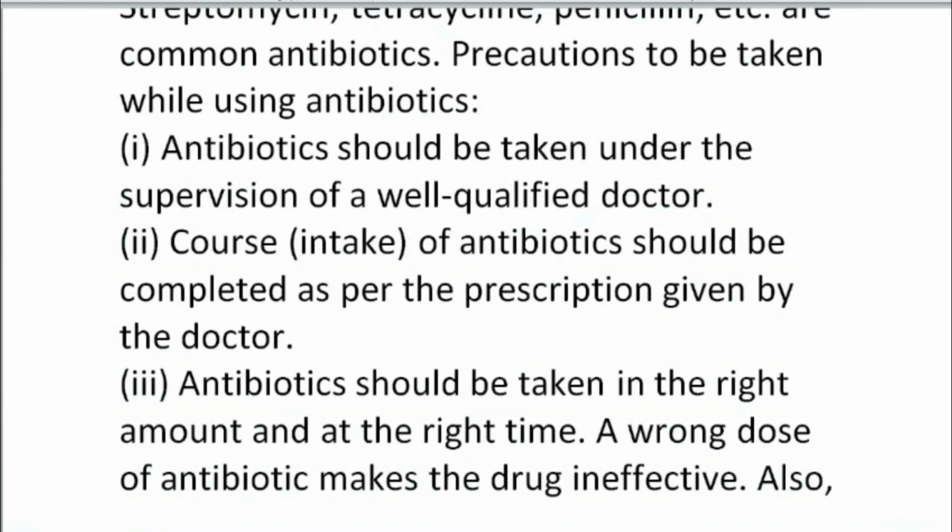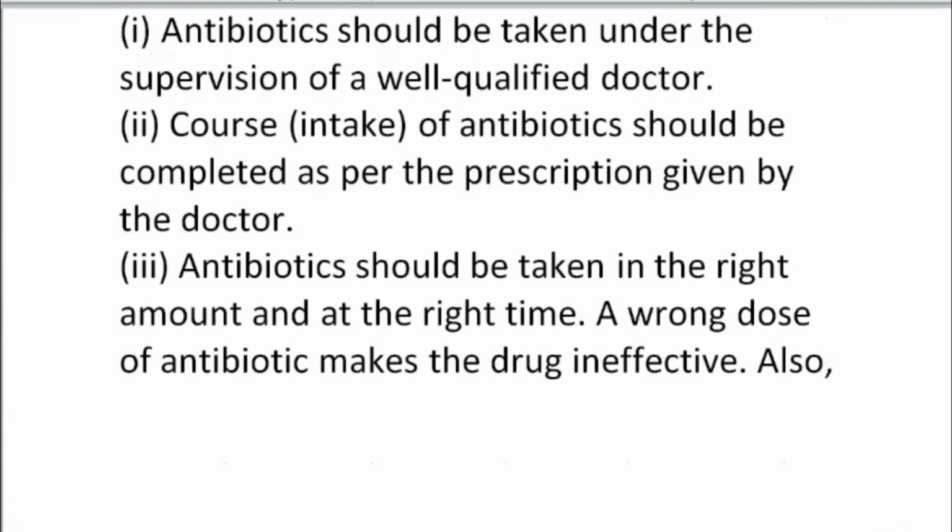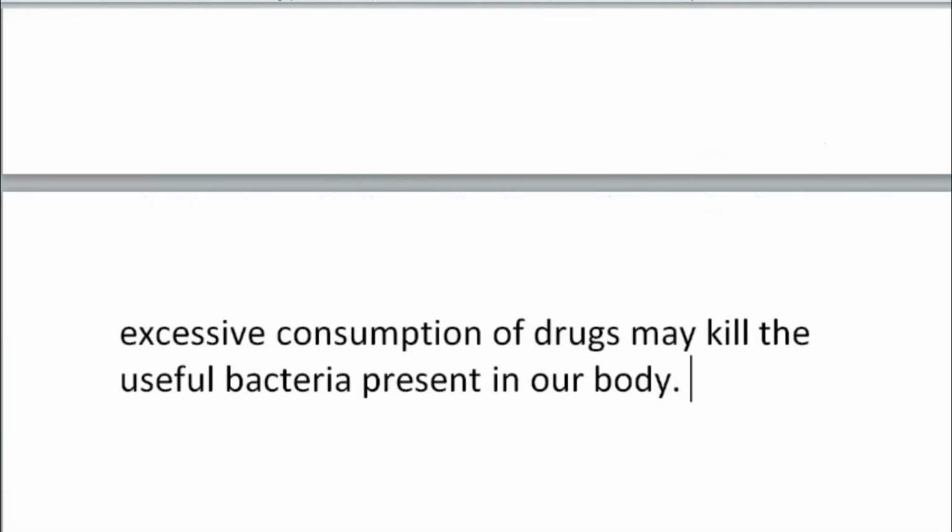Precautions to be taken while using antibiotics. Antibiotics should be taken under the supervision of a well-qualified doctor. Course of antibiotics should be completed as per the prescription given by the doctor. Antibiotics should be taken in the right amount and at the right time. A wrong dose of antibiotic makes the drug ineffective. Also, excessive consumption of drugs may kill the useful bacteria present in our body.